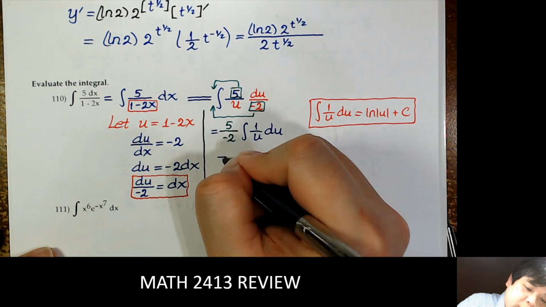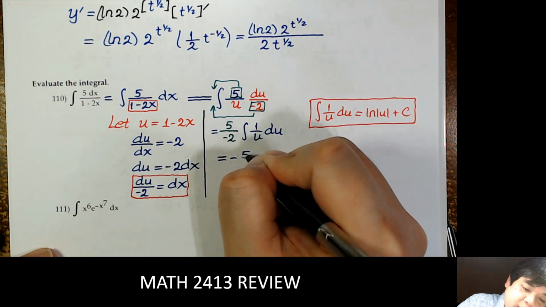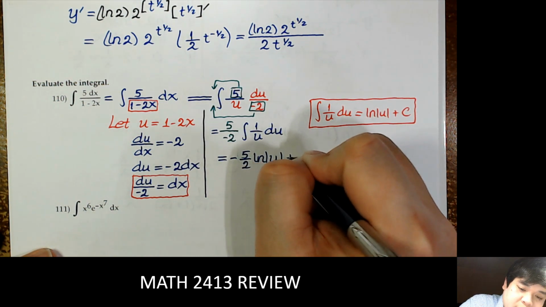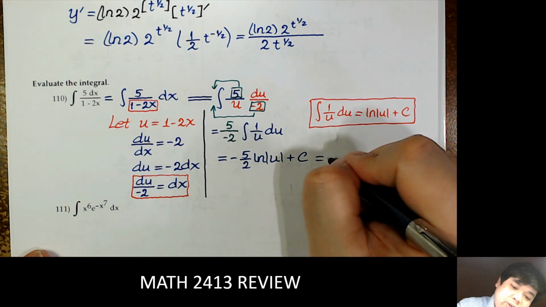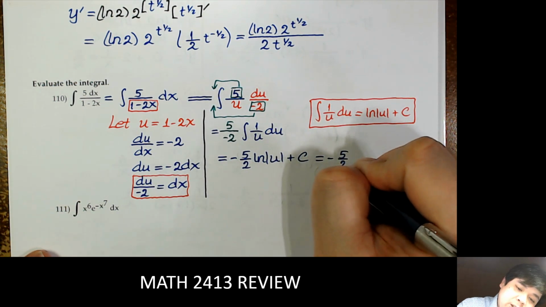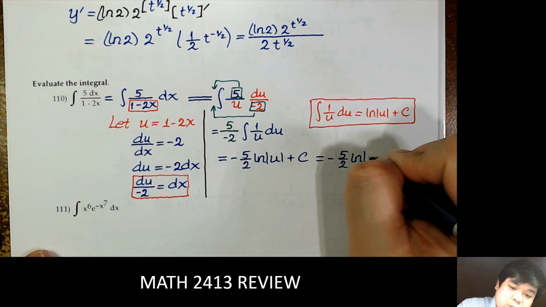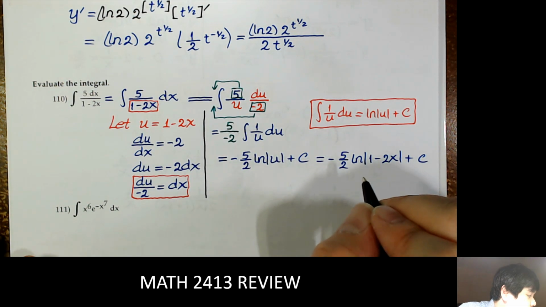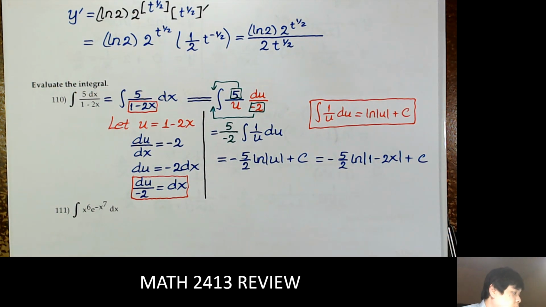So we will have negative 5/2 ln absolute value of u plus c. So negative 5/2 ln, and u is 1 minus 2x, plus c. Right.